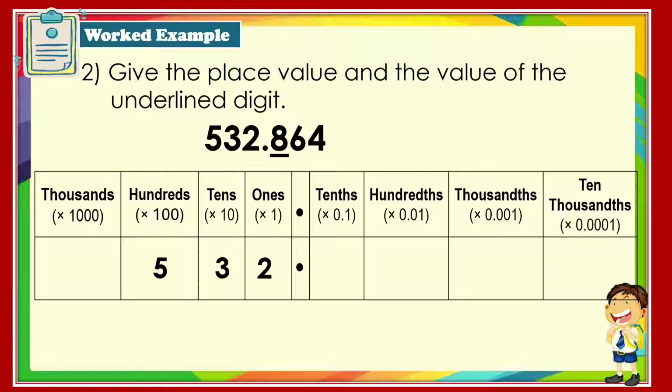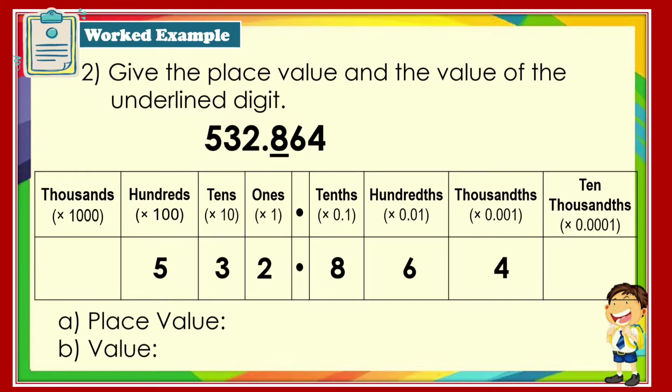And to the right of the decimal point, let's start from the tenths place, we have 8 tenths. And then the hundredths place, we have 6 hundredths. And then the thousandths place, we have 4 thousandths. So again, what is the place value of the underlying digit? It is tenths. So it is in the tenths place. So the answer is tenths. And then what is the value of the underlying digit? So just multiply the place value and the number. So 8 times 1 tenth, the answer is 8 tenths.